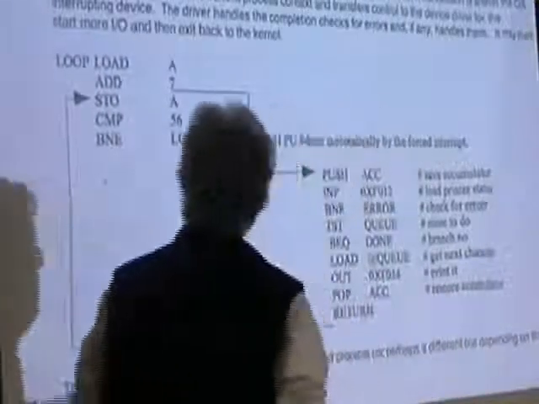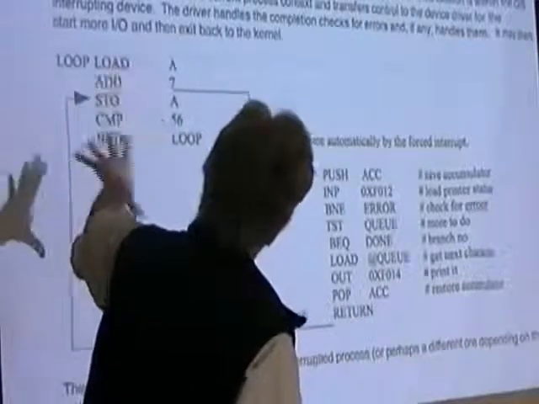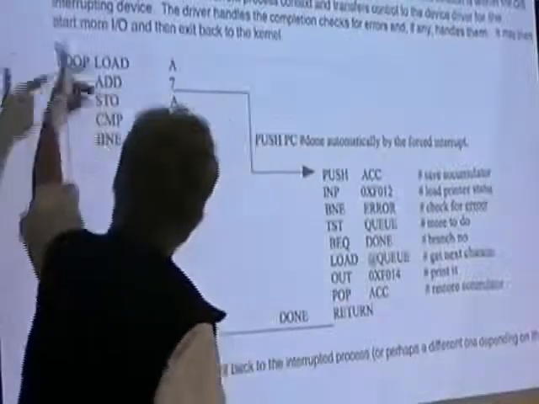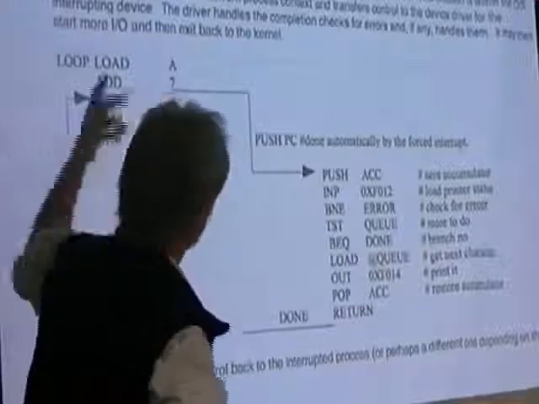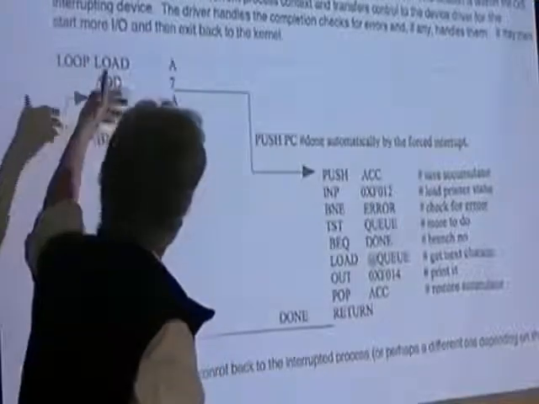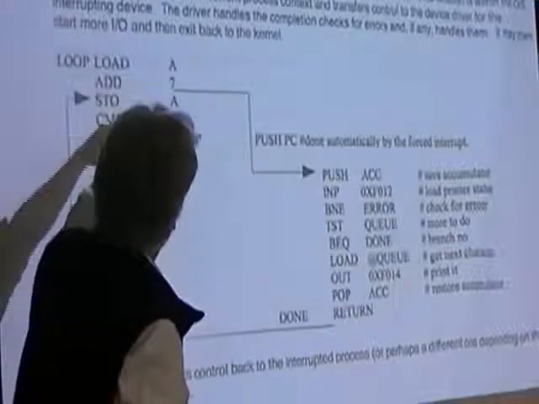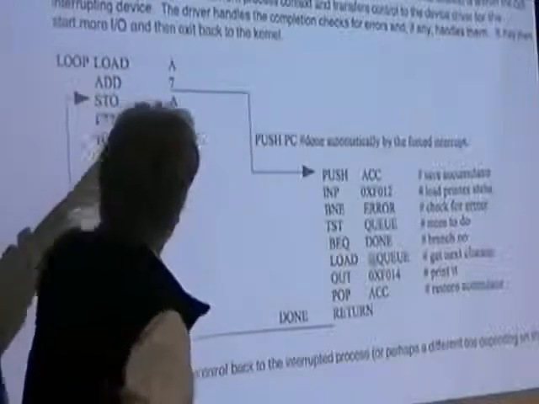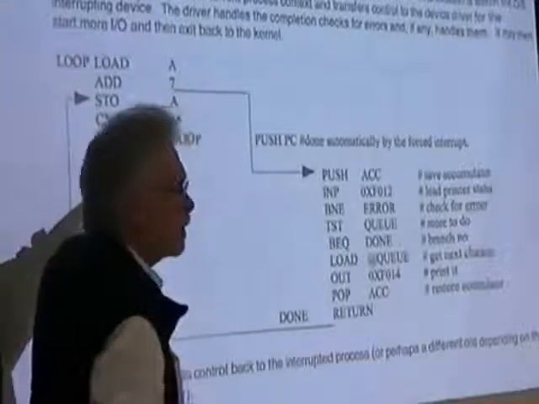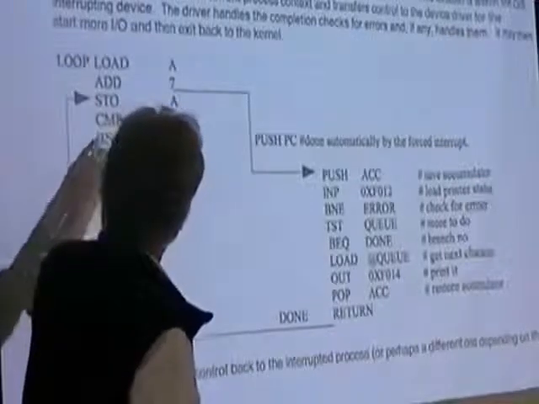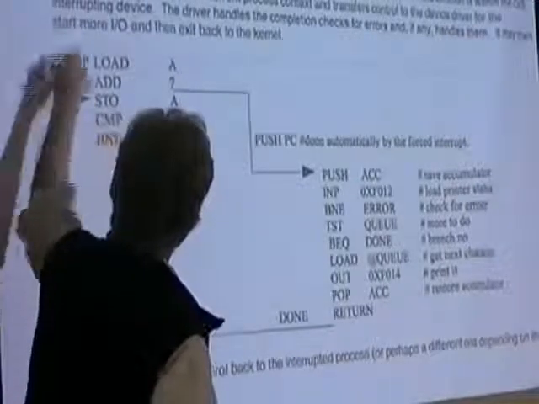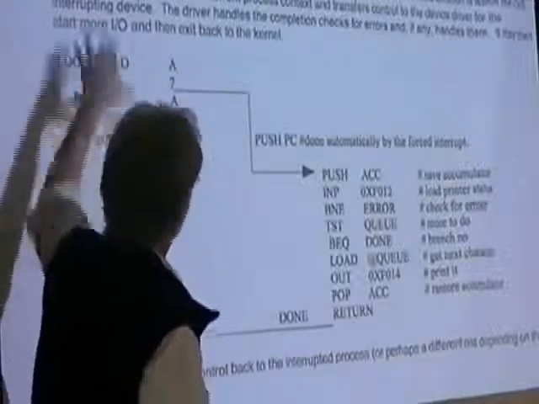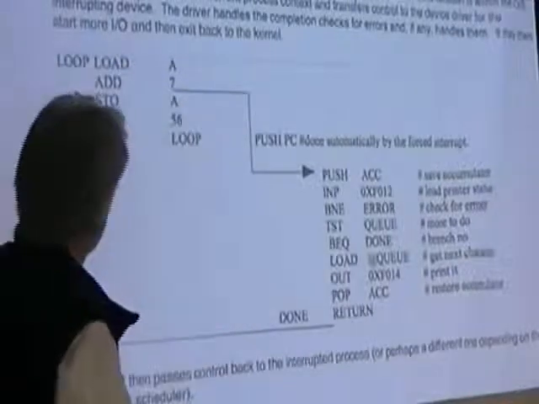I'm showing you here kind of the flow of execution. So this is a program. This is a simple assembler program. It loads A, adds 7 to it, stores the result in A, and compares it to 56. Branch not equal to loop. So if it isn't equal to 56, it branches back. This is just a simple little program. It says, okay, I'm going to do this, just to amuse us.